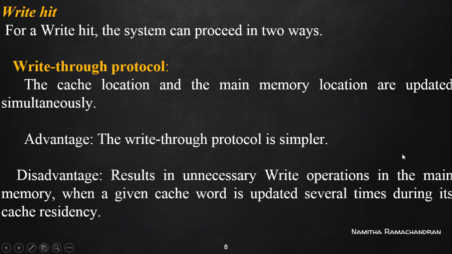Directly update both the copies of the same data. The processor wants to update one memory word, and the copy of that memory word is available in our cache memory. By following this write through principle, the processor updates both the cache memory copy as well as the primary memory copy. This is a simpler protocol of write hit operation.